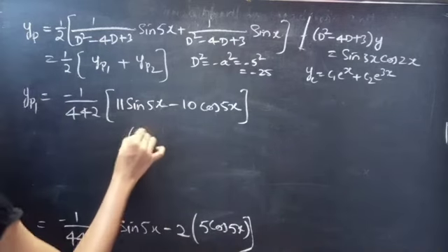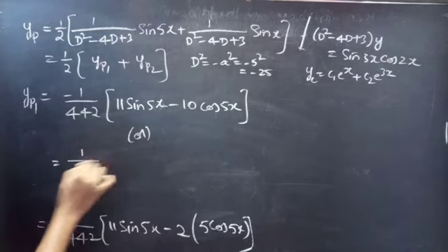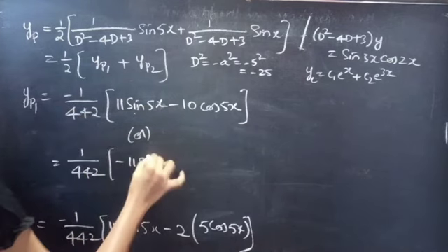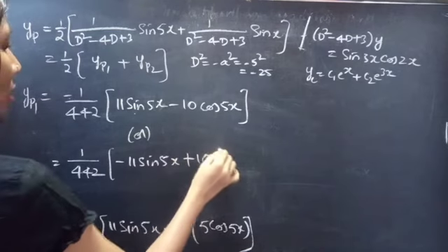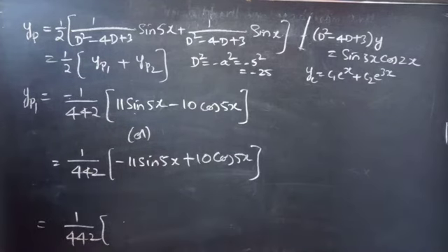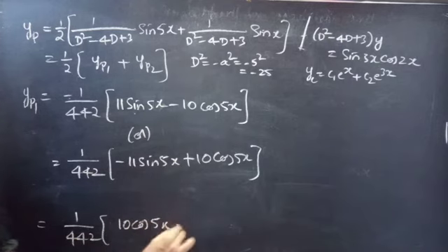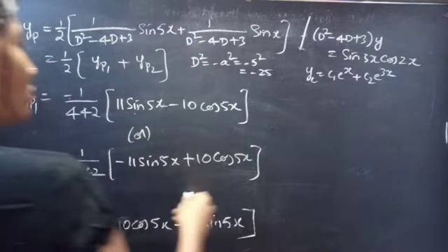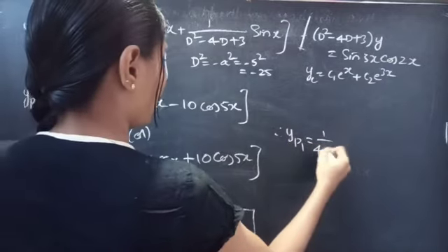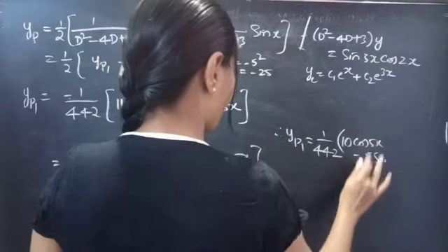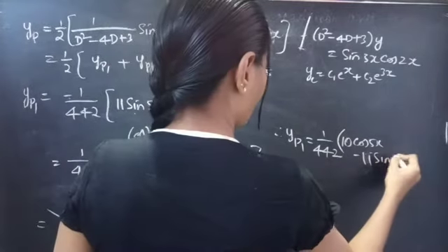Either you can leave it like this or you can take this minus 1 inside the brackets. Then you'll get 1 by 442. Just multiply these two terms with this minus, then we'll get minus 11 sine 5x, minus into minus plus 10 cos 5x. That is 1 by 442 into 10 cos 5x minus 11 sine 5x. Okay, you can use either of these two. I'll take this. So therefore, yp1 equals 1 by 442 into 10 cos 5x minus 11 sine 5x.